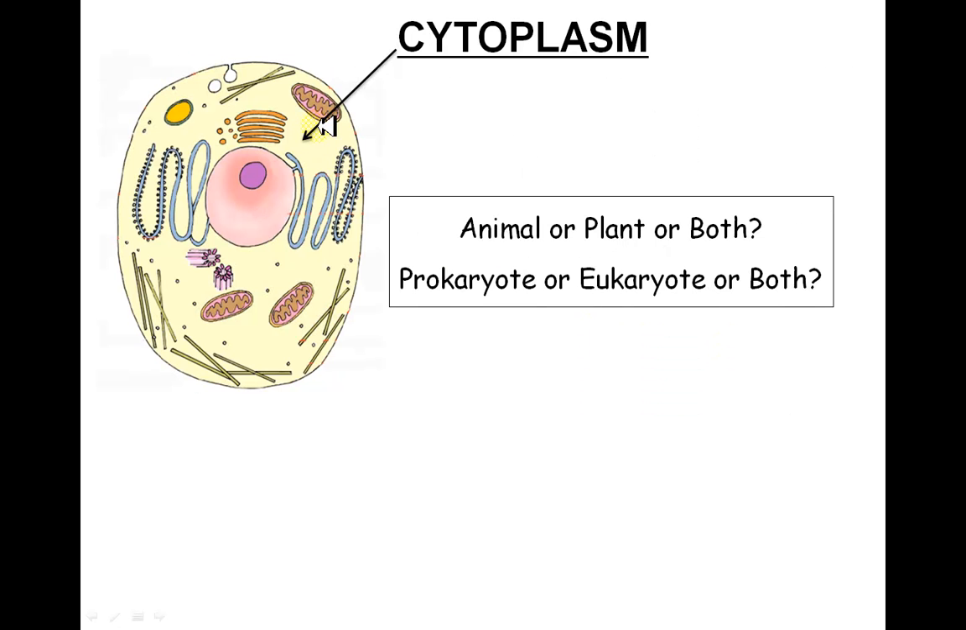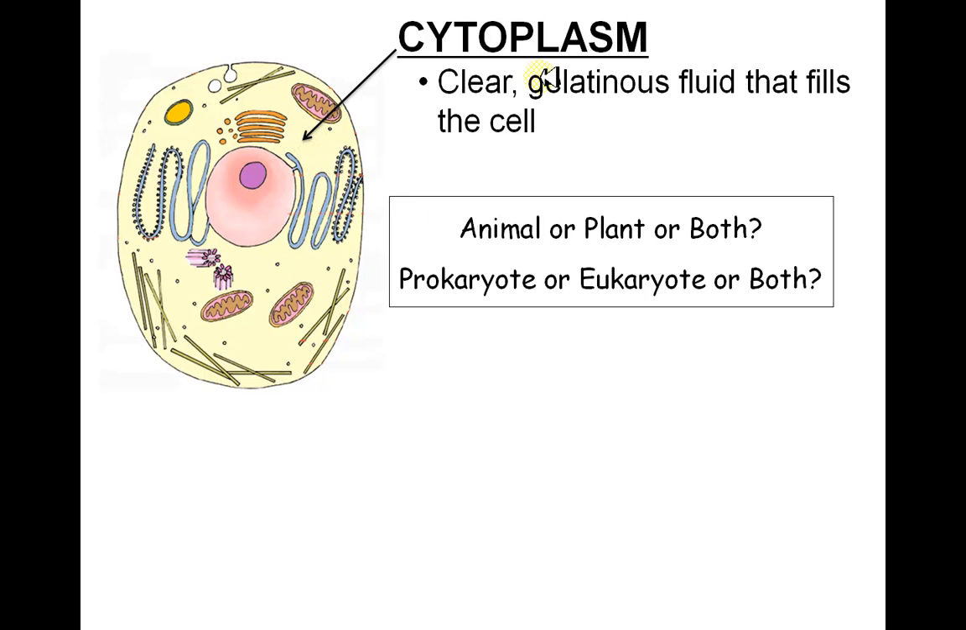Cytoplasm. The stuff that's inside of the cell. It is a clear gelatinous fluid that produces turgor pressure, pushing out against the cell membrane or the plasma membrane, giving the cell structure. It supports and holds organelles, sort of like connective tissue in animals.